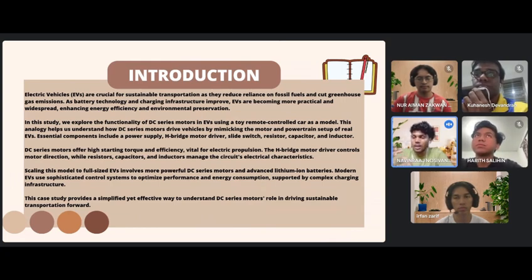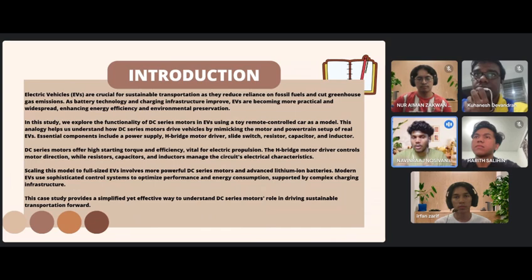We used a model, which is a remote control car, to help us understand how DC motors drive vehicles. It mimics the actual electric vehicle. We replicate the powertrain setup of real EVs. We use a certain number of components: capacitor, inductor, resistor, and so many more. We know that DC motors offer high torque and also efficiency. So using that, we were able to mimic the EV and also produce quite a number of results.